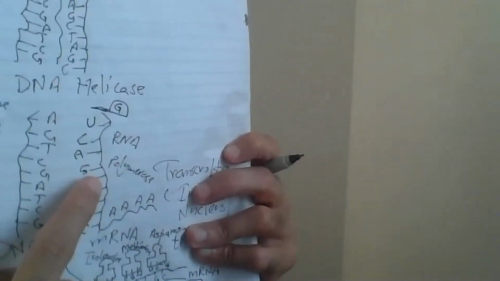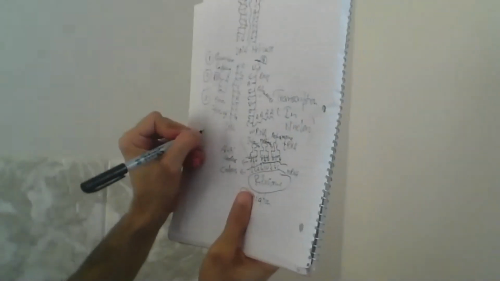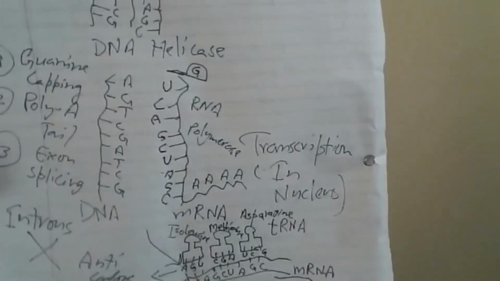Again, guanine capping, poly A tail addition, and exon splicing. Exons are those portions of the messenger RNA which are allowed to exit the nucleus. The introns are cut out and gotten rid of. No introns. Exons make it to the outside. So that's pretty much it. Transcription, translation, and the pre-mRNA or mRNA processing that you see here, three steps. Hopefully that made some sense to y'all.